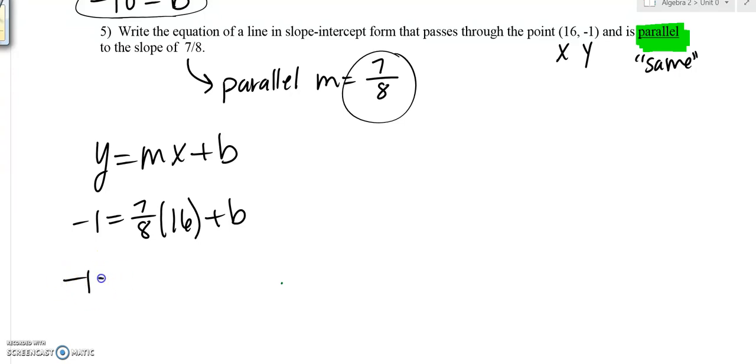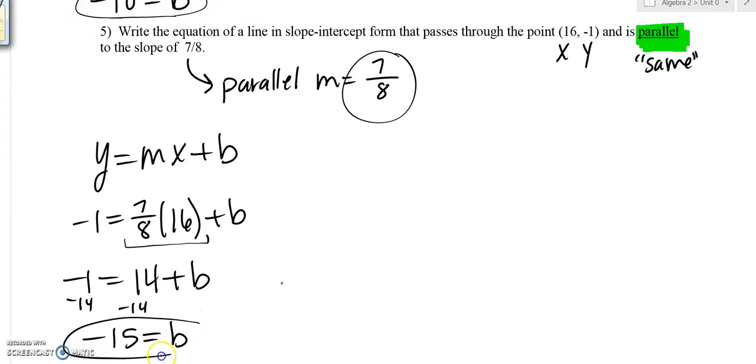Now I'm going to go ahead and multiply this piece right here, 7/8 times 16. When I do that, I'm going to end up with 14. Then I have to subtract 14 over. I'm left with -15 is equal to b. Again, I'm going to use that in 1 second here.